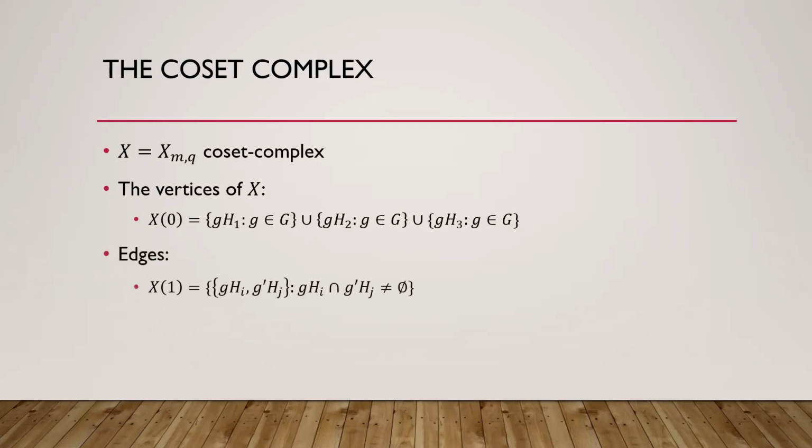Edges are going to be two cosets that intersect non-emptily, and similarly, triangles are going to be three cosets that intersect non-emptily. Of course, if we want higher dimensions, we need to take maybe four subgroups and enlarge our matrices a little, but the definition, I think, is clear.